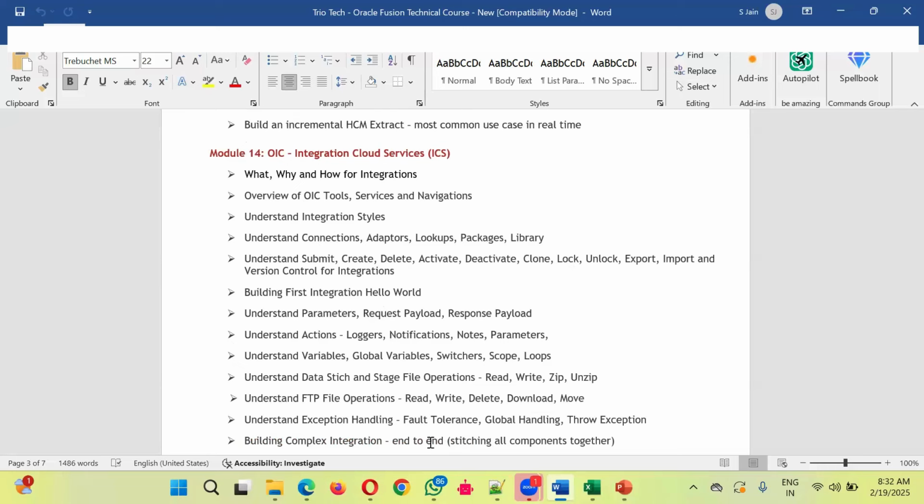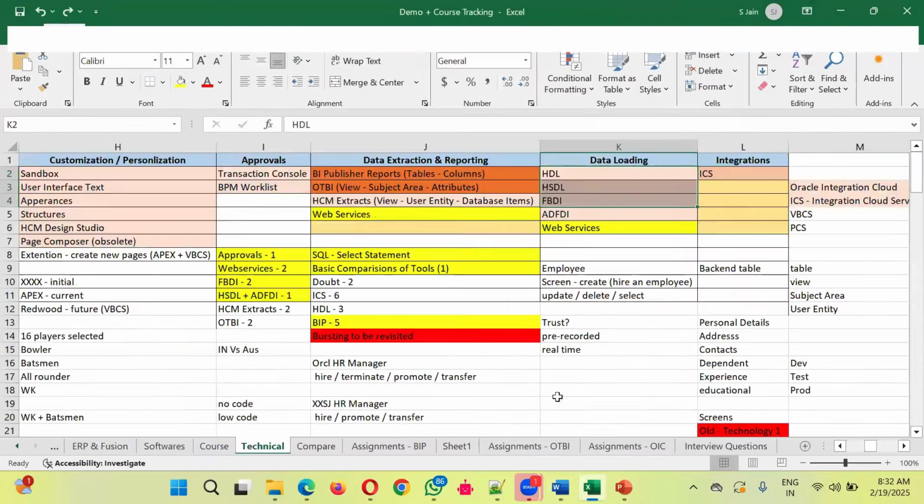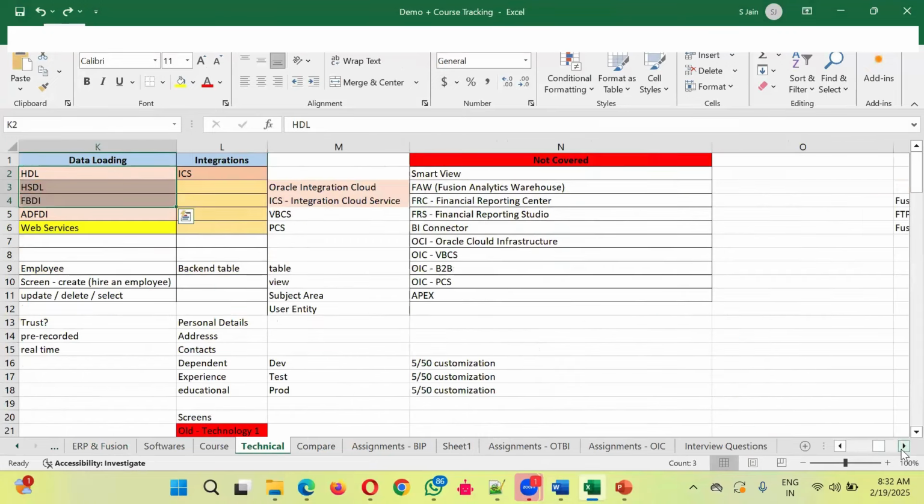Priyadarshini, hope that is clear. VBCS, can you come down? Module VBCS is not covered in this particular course curriculum. Yeah, VBCS and Apex are not covered. So the technical and Fusion technical, everything in this sheet is covered. Apart from this, which is not covered, these are the things we have not covered.